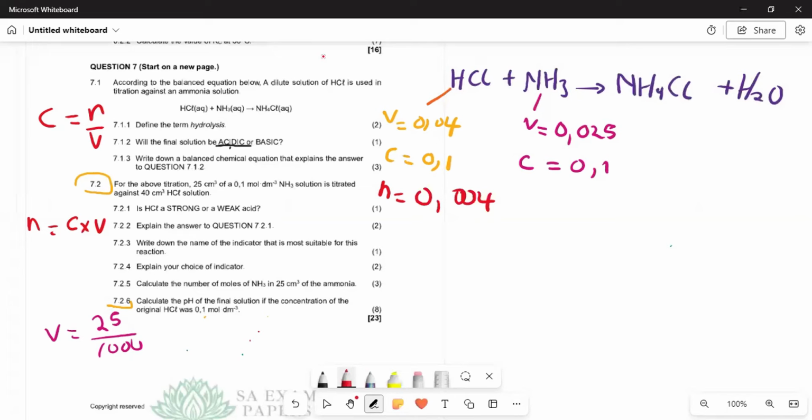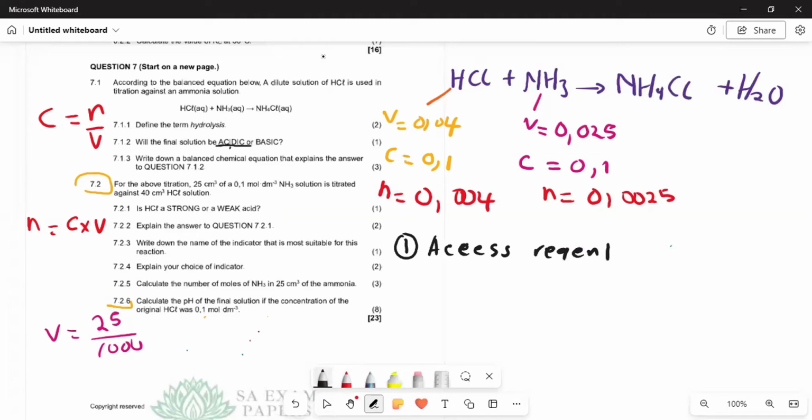Now, my number of moles for NH3 is equal to 0.0025. All right, I've calculated my number of moles. Remember, to calculate your number of moles, it is the concentration multiplied by your volume. Now, step one, you need to find what's in excess. So basically, we need the excess reagent.